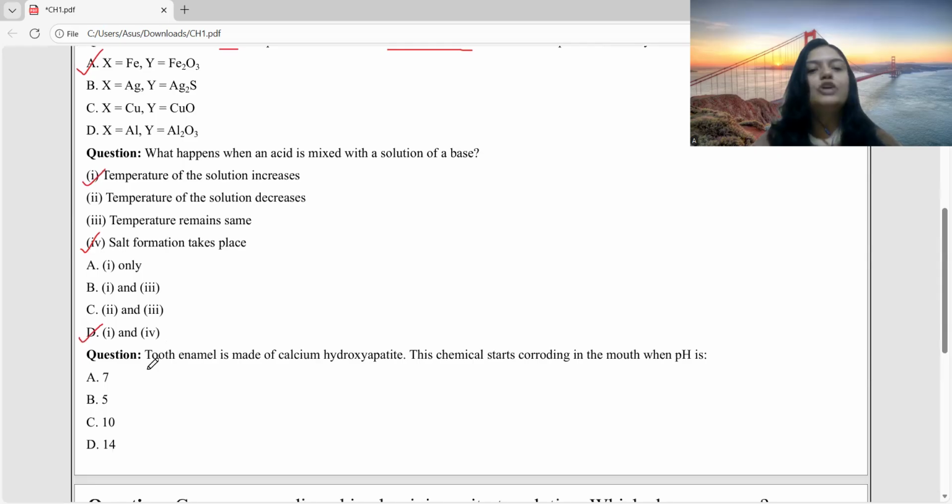Okay, next: tooth enamel is made of calcium hydroxyapatite. This chemical starts corroding in the mouth when pH is. Now, tooth enamel has this kind of chemical present. It starts to corrode when the pH in the mouth becomes below 5.5. Why? Because that creates an acidic solution, and as a result, it breaks down the tooth enamel at a much faster rate. So, as per the option, I will consider 5 as the correct pH.